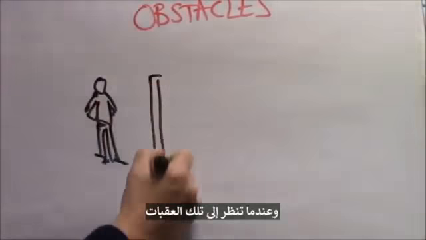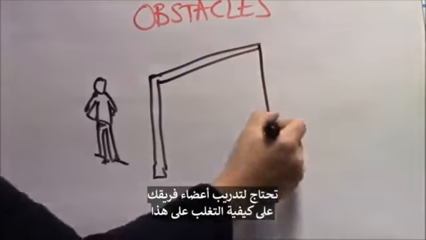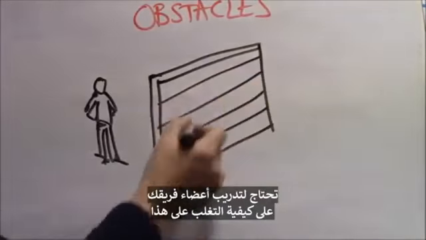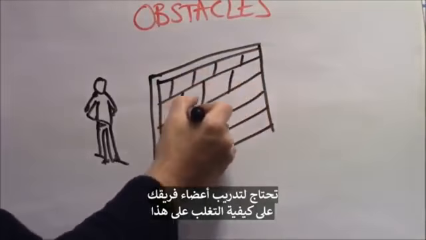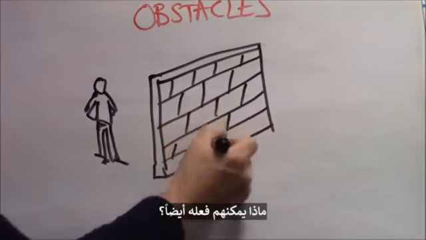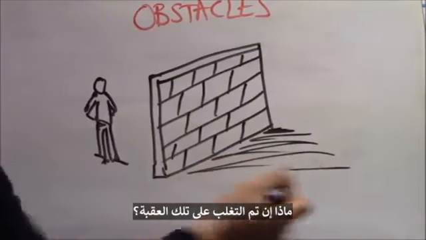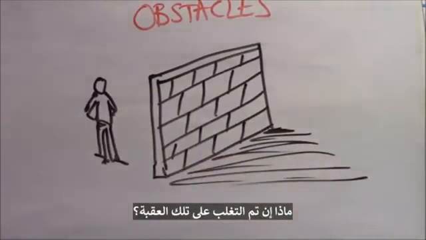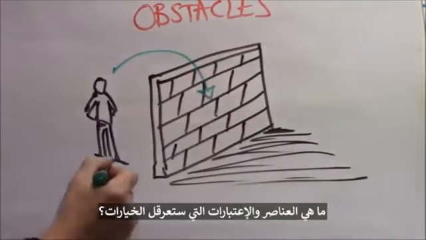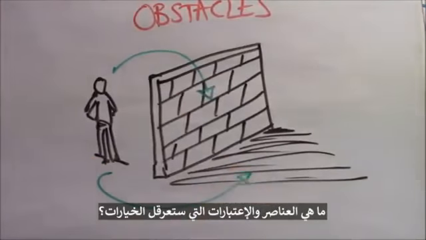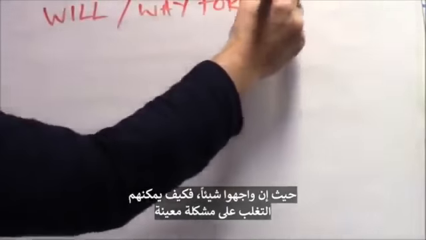And when you're looking at these, you need to train and coach your team member into thinking, how are they going to overcome this? What else could they do? What if this or that constraint were removed? Will it change things? What are the factors or considerations that you'll use to weigh the options? How can they get round something? How might they get over a particular obstacle?